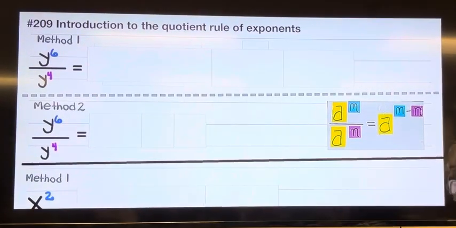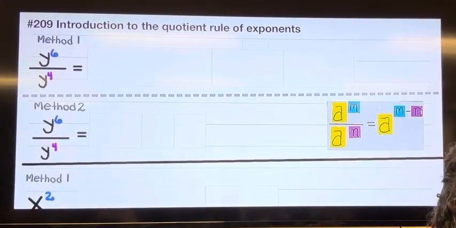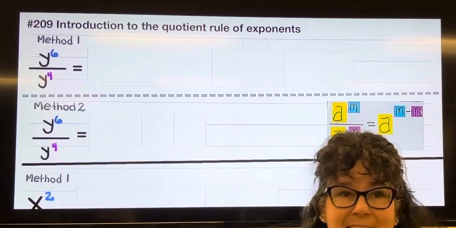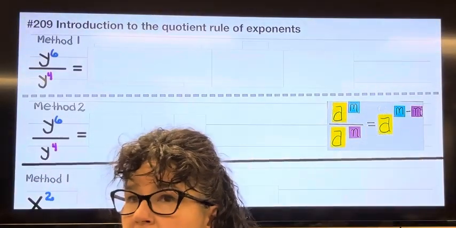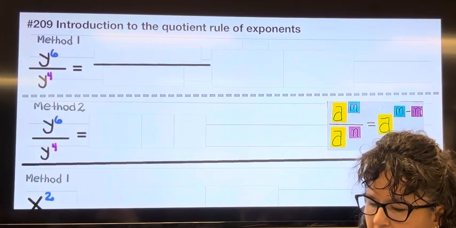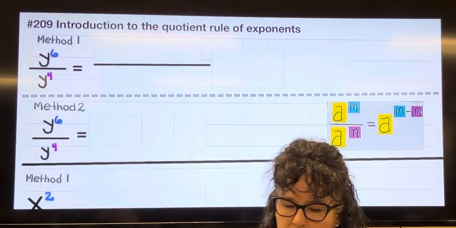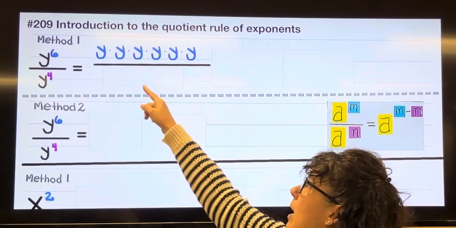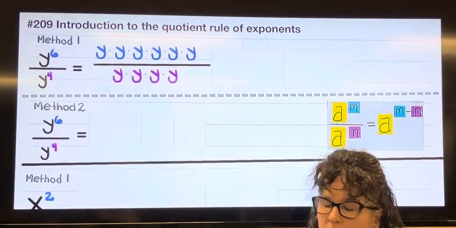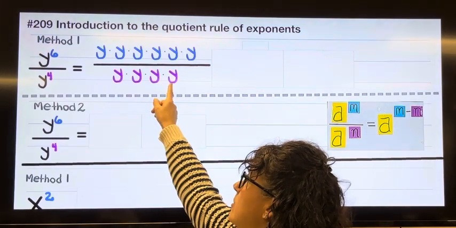If we want to simplify, eventually we're going to use the power rule, but to remind you, the fallback plan when it comes to exponents is to just expand. So if you forget your rule, we're going to go ahead and just expand this out. So y to the 6th power is y times y times y times y times y times y, and y to the 4th power is y times y times y times y.